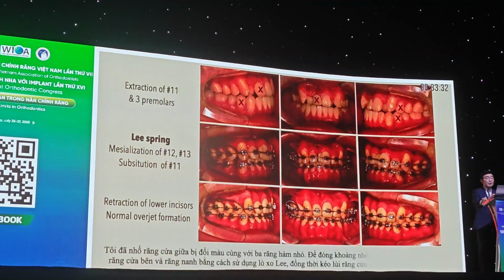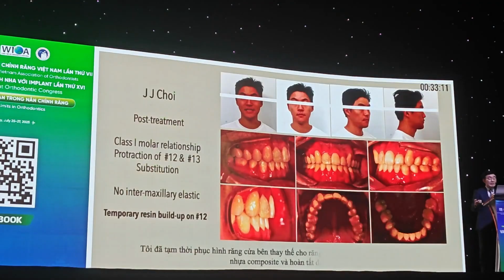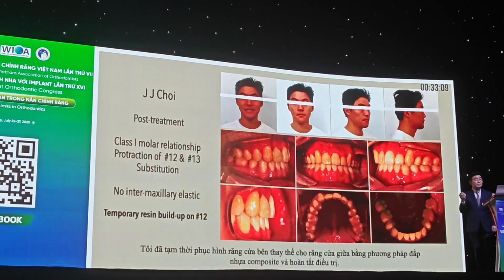I extracted the discolored maxillary central incisor along with the 3 molars. To close the extraction space of the central incisor, I moved the lateral incisors and canines medially using the respring and retracted the mandibular incisors to create a compromised occlusion. I temporarily restored the lateral incisor that was replaced with the central incisor using resin buildup and completed the treatment.